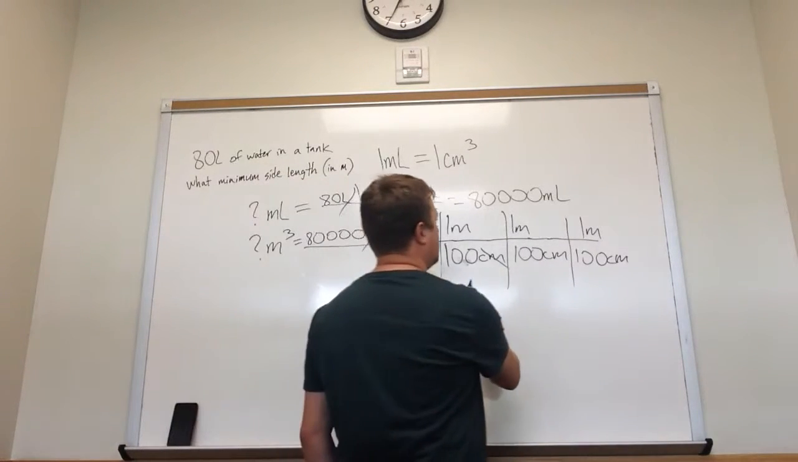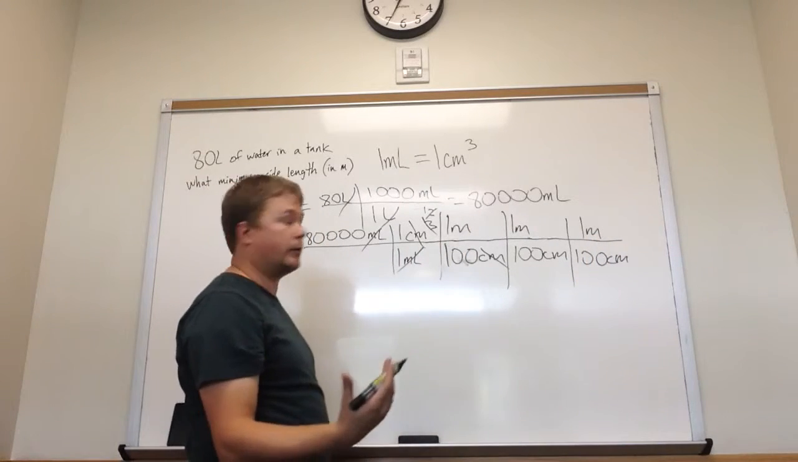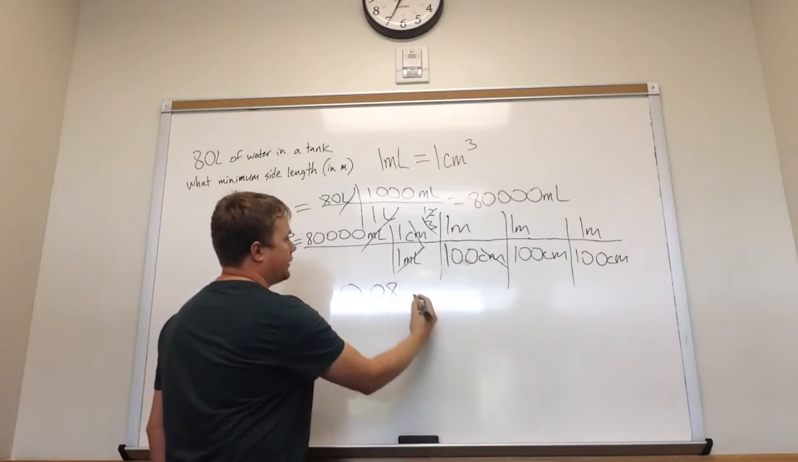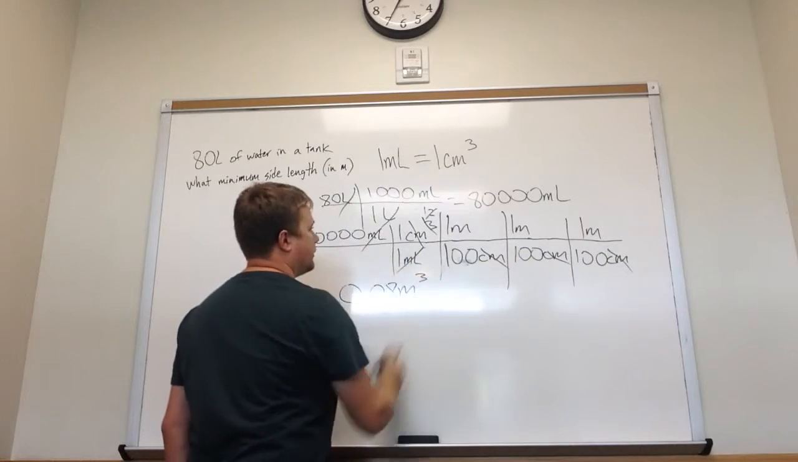And so now, all you do is plug that into your calculator, and I actually did it earlier so you don't have to watch me play with my calculator. You get 0.08 meters, there's 3 of them, cubed.